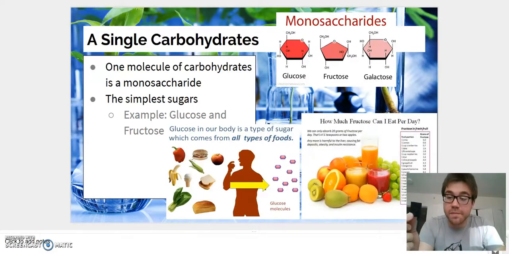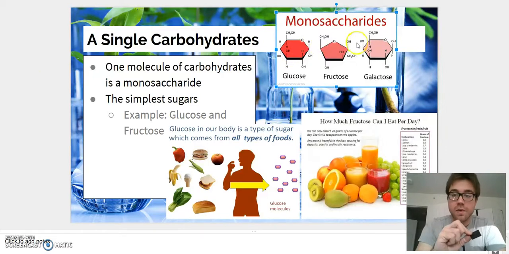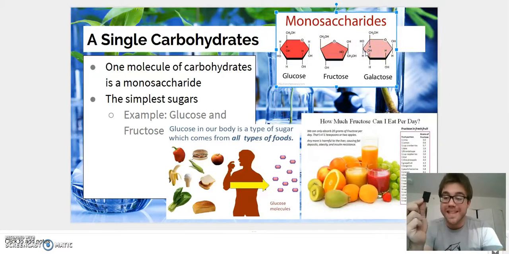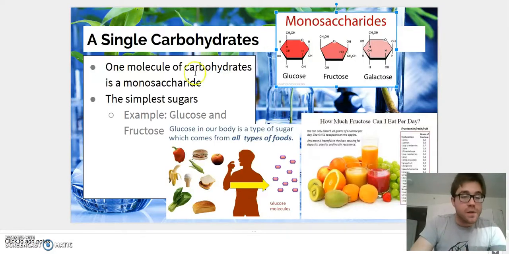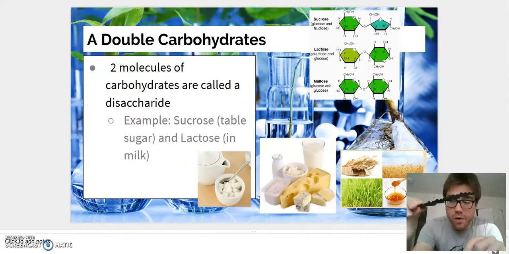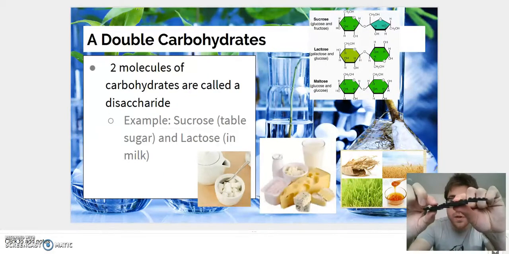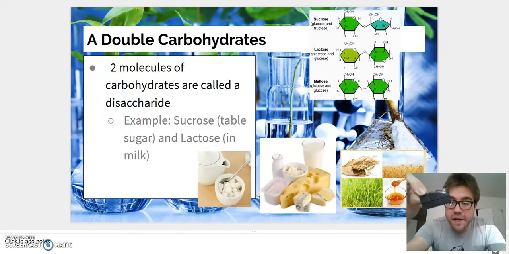So we have a few examples of monosaccharides. We have glucose. We could call it fructose, or we could call it galactose. All of those are examples of monosaccharides. We don't have to just break one off. If we look at our carbohydrate again, we could break two pieces off. If I break off two pieces of the carbohydrate, we call this a disaccharide.